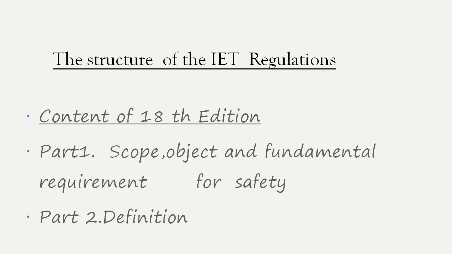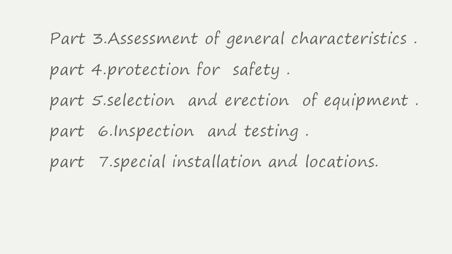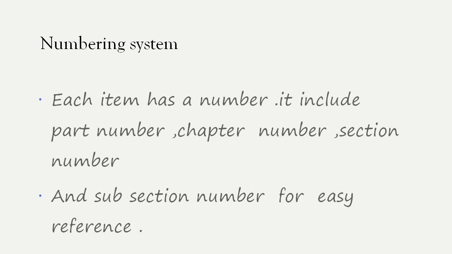Now we see the structure of the IET Regulation 18th edition. Number 1. Scope, object and fundamental requirement for safety. Number 2. Definition. Number 3. Assessment of general characteristic. Number 4. Protection for safety. Number 5. Selection and erection of equipment. Number 6. Inspection and testing. Number 7 is special installation and locations.